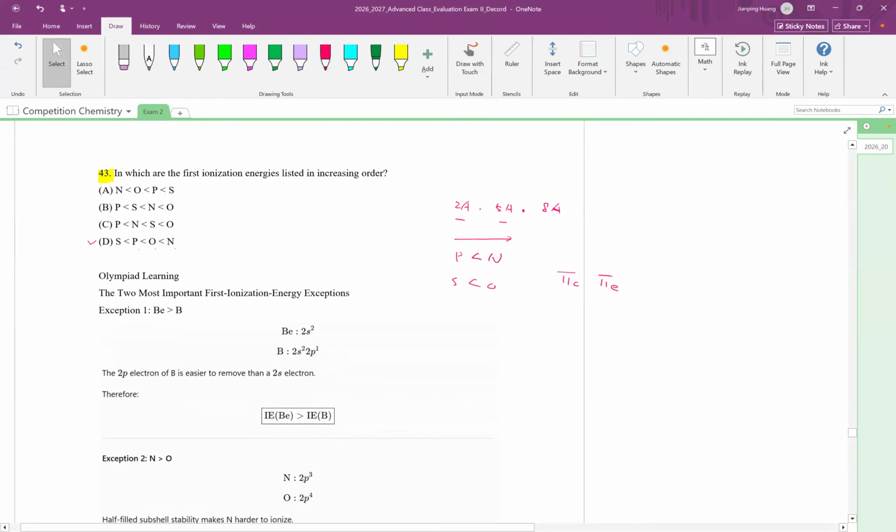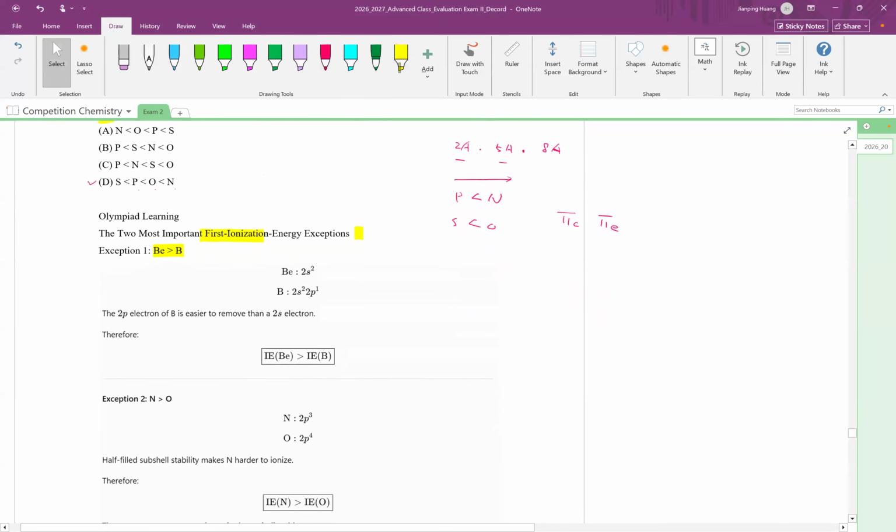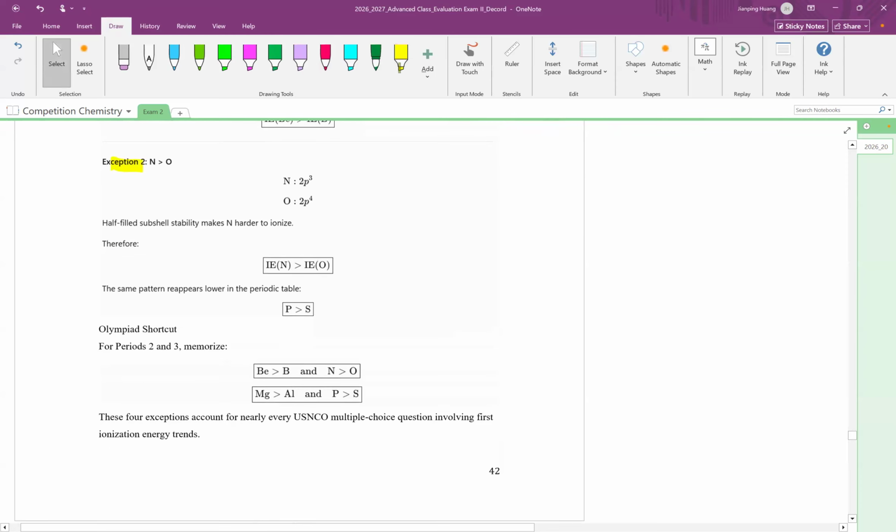Did you remember the most important first ionization energy exceptions? Number one is the 2A. Number two is the 5A, right? Did you see? That was what we said. So that's the one. Now the second, the shortcut is 2, 3. You remember this one, this one, this one is this one. And almost all multiple choice has this question. Okay, go to the next one.